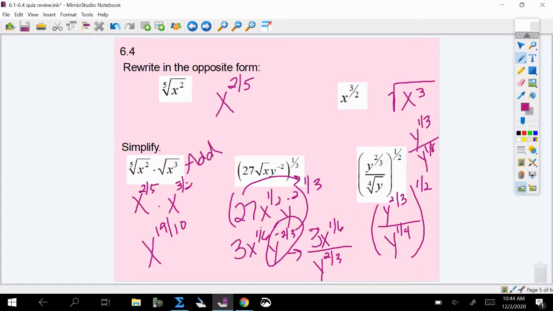So I'm going to grab my calculator. I'm going to type in 1/3 minus 1/8. I'm going to convert it to a fraction. I get 5/24ths. So my final answer, I'm just going to put it up here because I feel like I'm running out of room, is y to the 5/24ths. So a lot of steps are happening there.